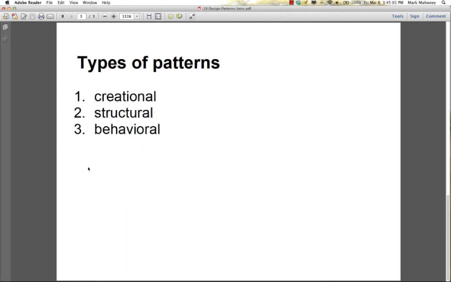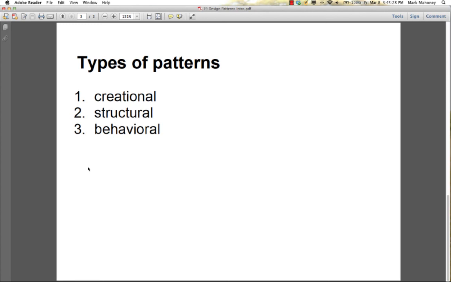Okay, design patterns are descriptions of communicating objects that are customized to solve a general design problem in a particular context. And there are 3 broad categories of patterns. We have the creational patterns. These patterns describe how to create objects or groups of objects. So we'll talk about the singleton pattern, the factory pattern. Those are creational patterns.